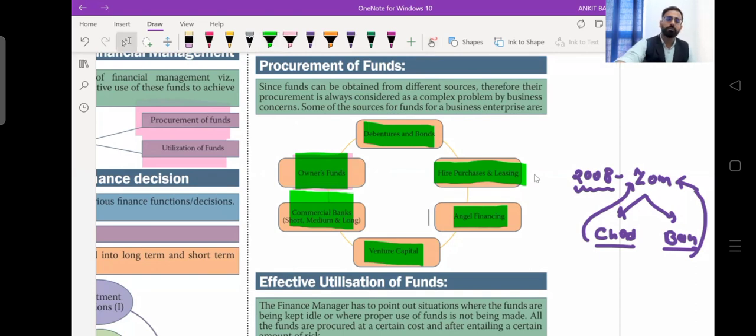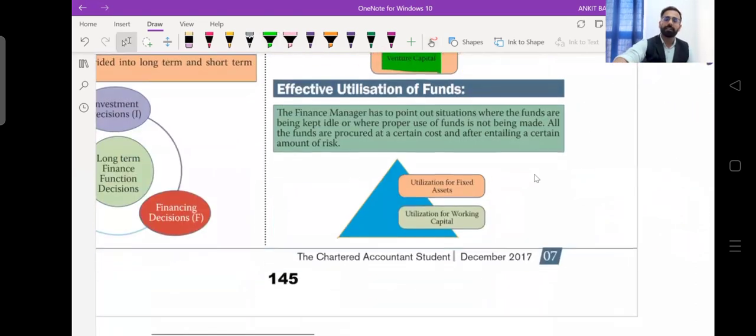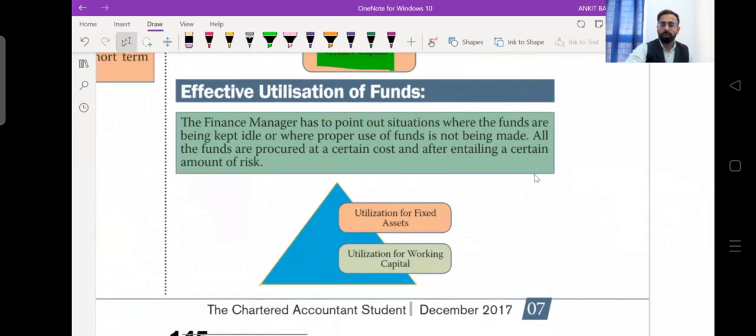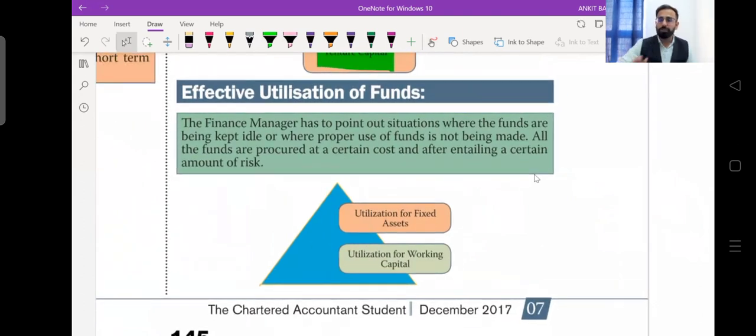Now, the second most important thing in finance is effective utilization of funds. Where you will be utilizing the funds is the second important concept. Now, you can utilize the funds for purchase of fixed assets. Definitely, you can utilize the funds for purchase of fixed assets.